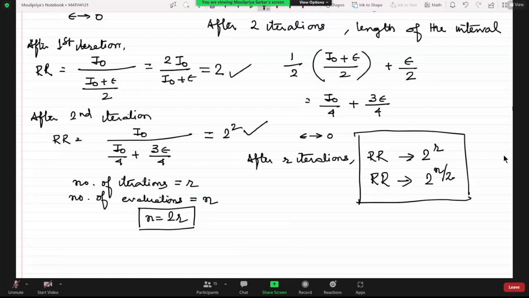Whenever we are meeting after the internals, please revise this part, this elimination method and the algorithm of dichotomous search prior to our next class. Thank you so much. So I'm ending the screen share.